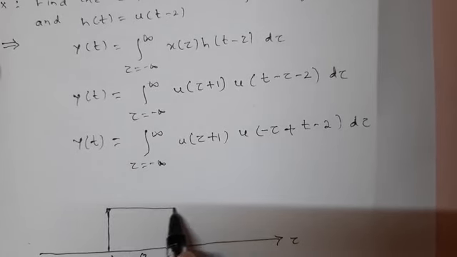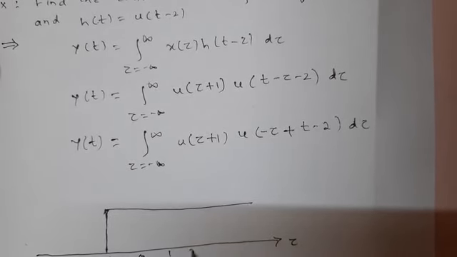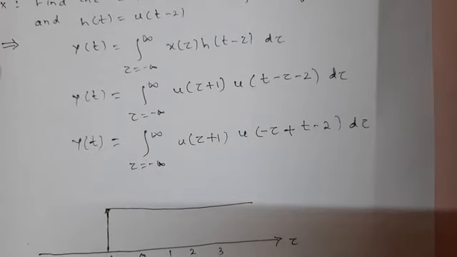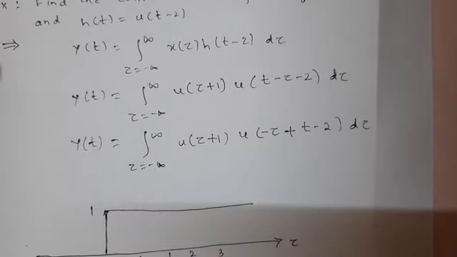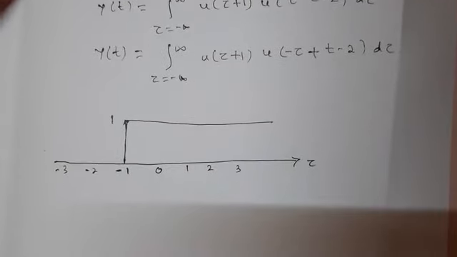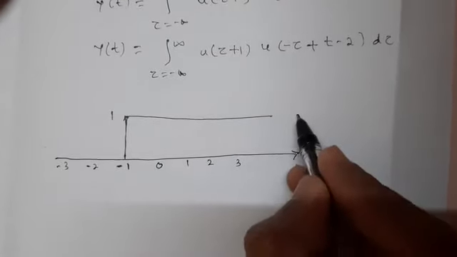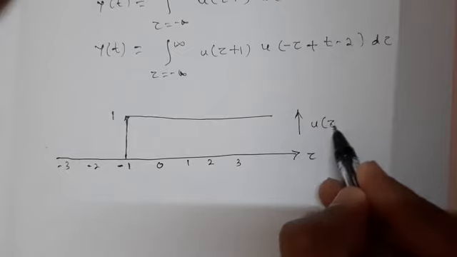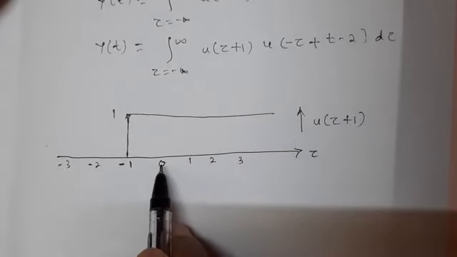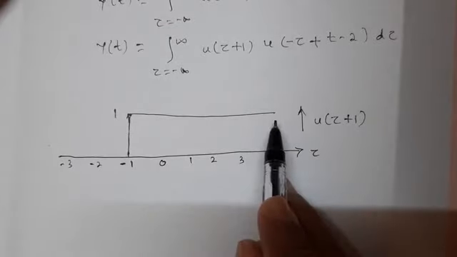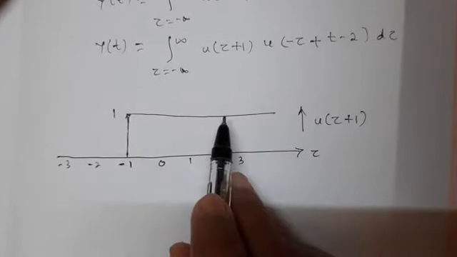In the continuous time system, this is 1, 2, 3, here minus 2, minus 3, with an amplitude 1. This is your u of tau plus 1. If it was u of tau, it would have started at 0 and gone towards the right side, but it is u of tau plus 1.